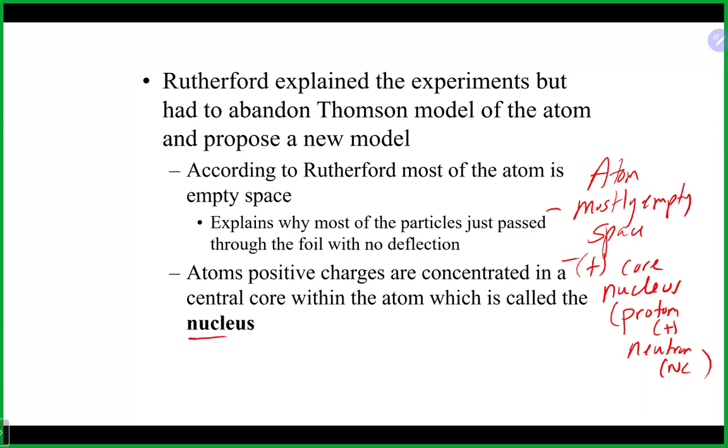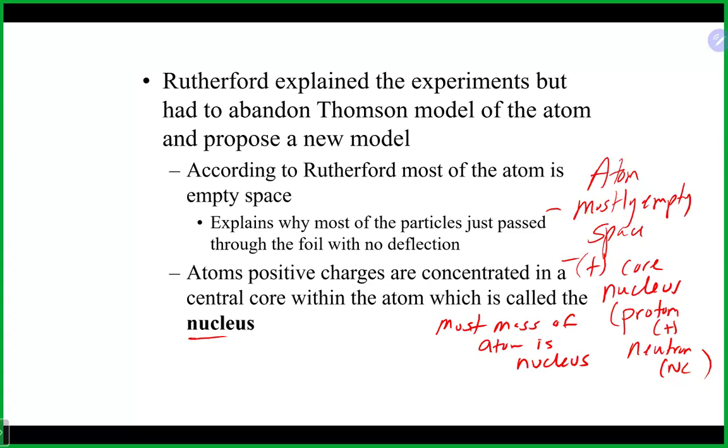Unlike the plum pudding model, where they said that most of the mass of the atom was the electrons, here most of the mass of the atom is the nucleus. So it is the nucleus that really makes up most of the mass of the atom. Outside, in that space, is where you find electrons flying around. As we will talk about, electrons don't fly in circles; they fly pretty randomly about the nucleus.